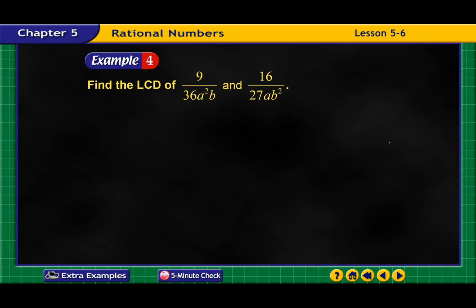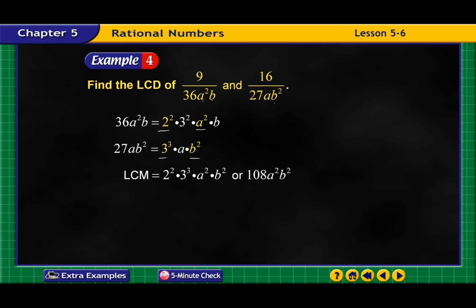All right, find the least common denominator of these two numbers. So again, we're going to prime factor those two numbers and then take the greatest powers of the letters. 36 comes out to 2 squared, 3 squared, and then we put on the a squared and b. 27 comes out to 3 cubed, and then we take the a and b squared. So then we highlight the biggest powers of each one, and that comes out to this. So we take that and multiply it all out.